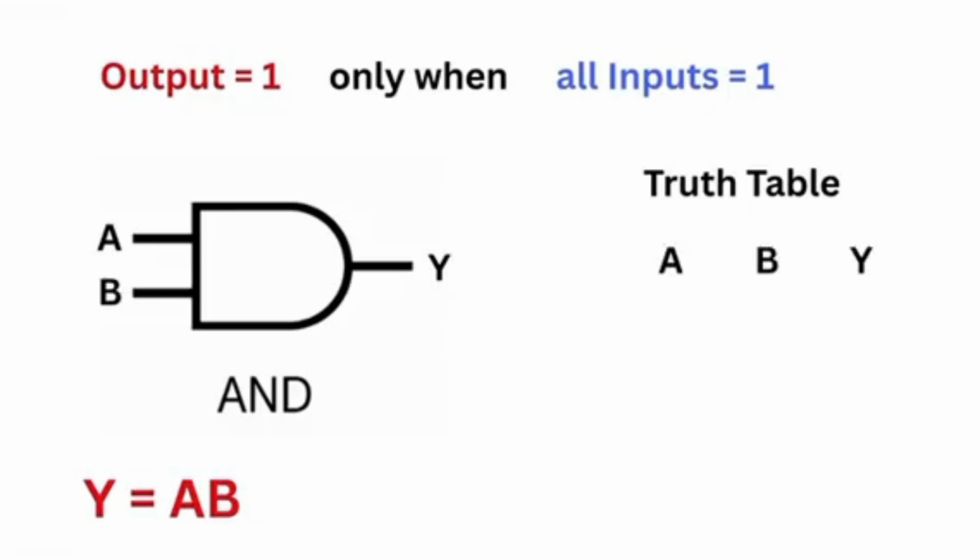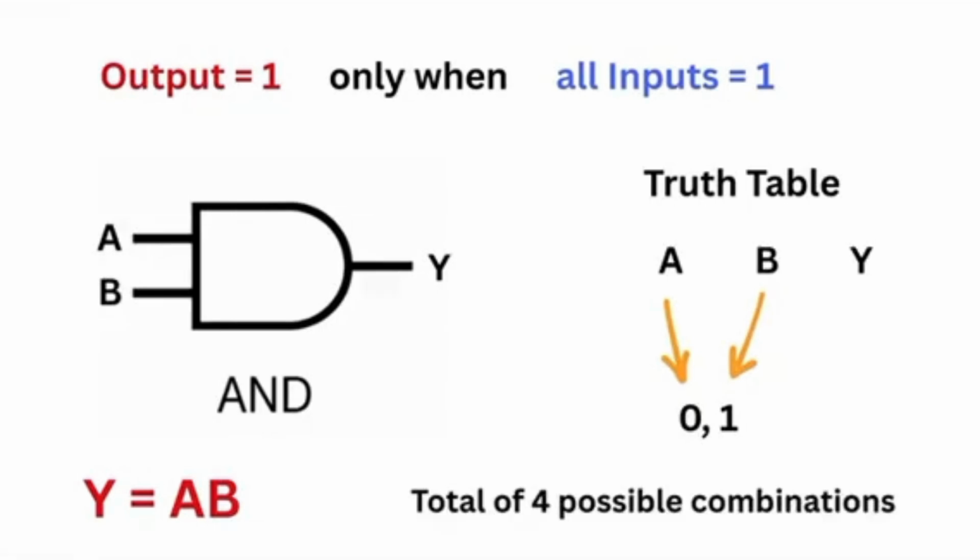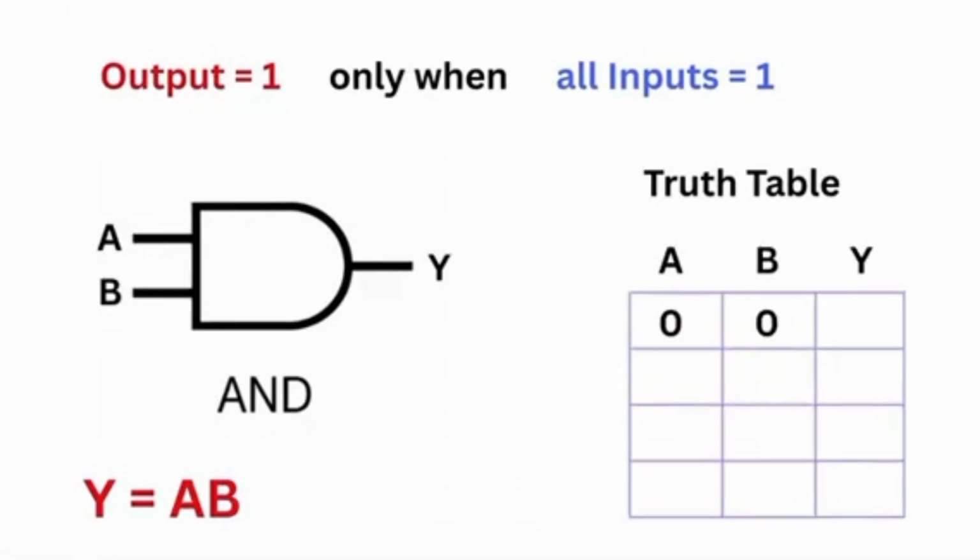Based on the two inputs A and B, where both A and B can take only 0 and 1 as values, we know that we can make a total of only 4 possible combinations. First combination is 0, 0. The second is 0, 1. And third is 1, 0. Fourth is 1, 1. Now apply the rule.